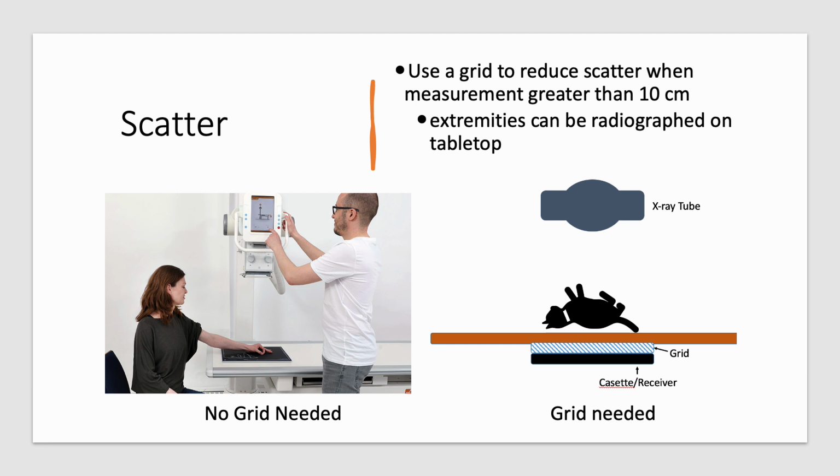So in this picture here, a woman is getting an x-ray of her arm. The film is on the table instead of being under the table below the grid. So you need to remember that anytime we have something that is greater than 10 centimeters, we need to use a grid, and the film should be under the table. But for extremities or animals that are less than 10 centimeters, we can use a tabletop view. We don't have to, but we can.